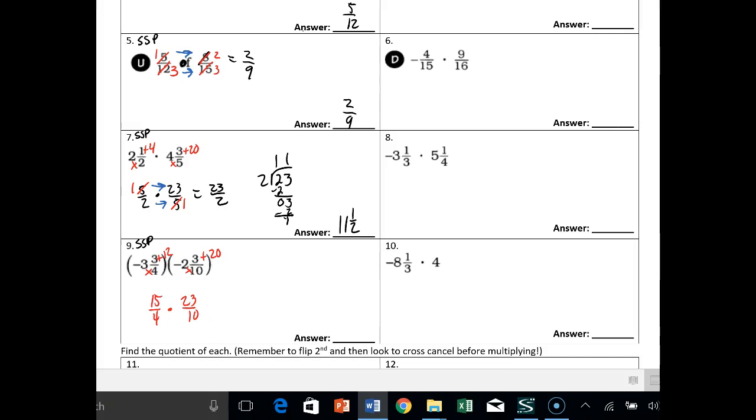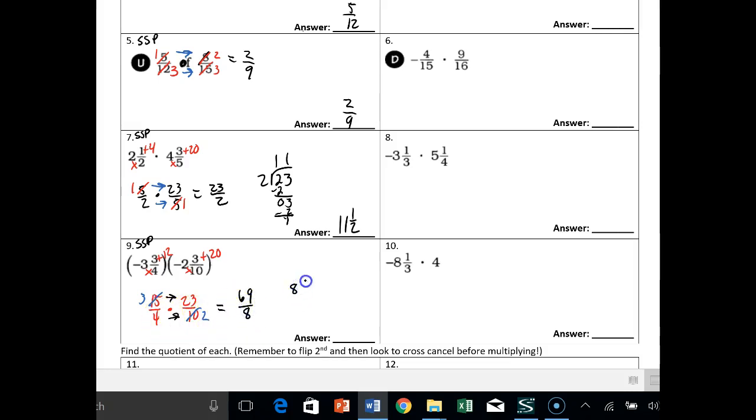Let's look to cross cancel. 15 and 10 can both be divided by 5, so I'm good. So 15 divided by 5 is 3. 10 divided by 5 is 2. And when I multiply straight across, 23 times 3, I could use my reference sheet or I could just do partial products, right? 3 times 3 is 9. 3 times 20 is 60, so I have 69. 4 times 2 is obviously 8.